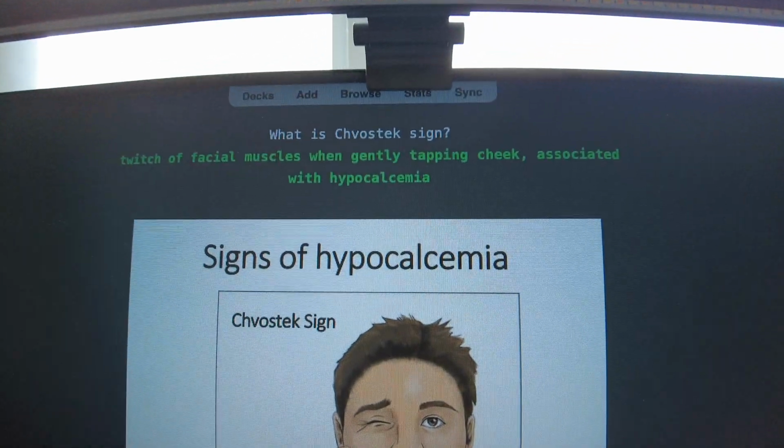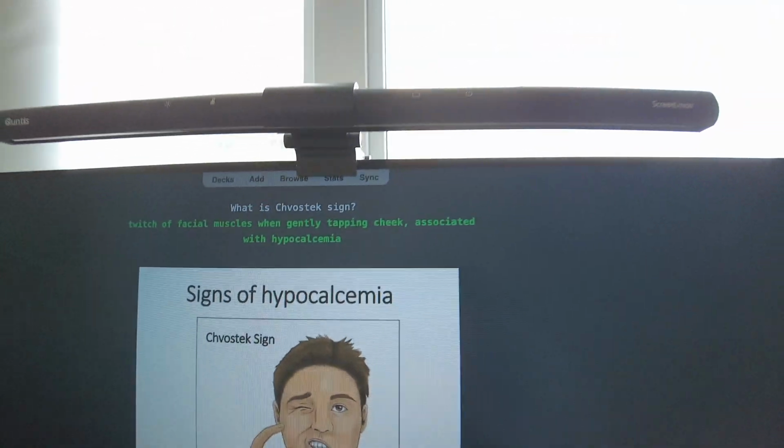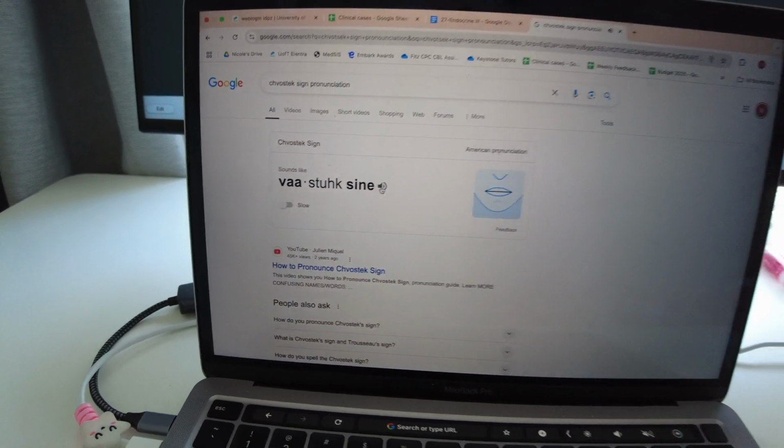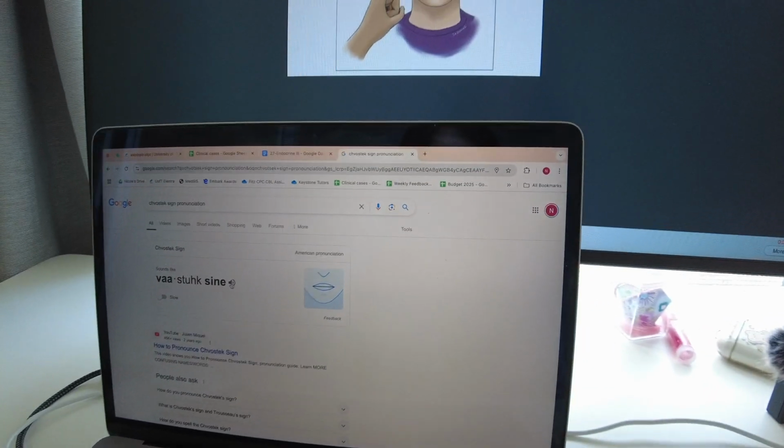Guys, I don't know if it's just me, but some words are so hard to pronounce, like this one here. Chvostek? Let me search up how to pronounce it. Chvostek sign. Okay, good to know, good to know.